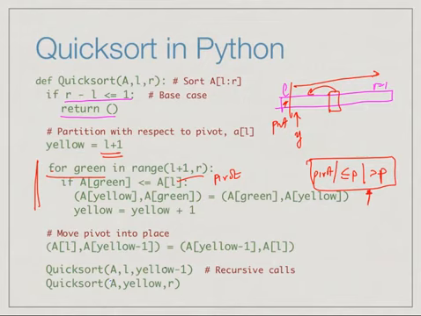And now we have less than P, P, and greater than P. And this is where yellow is. So we need to go from 0 to yellow minus 1. We don't want to sort P again because P is already put in the correct place. So we quick sort from L to yellow minus 1 and from yellow to the right end.